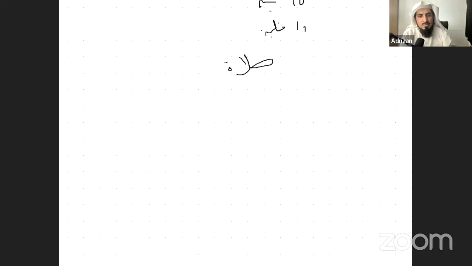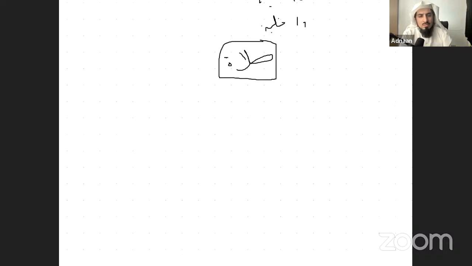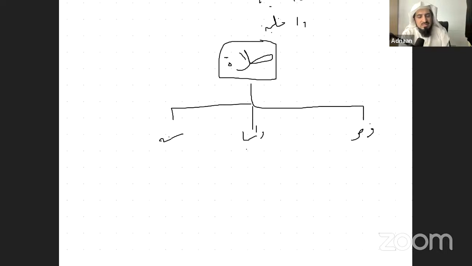And then you've got those things which they call fard, or fard and plural fara'id. Then you've got wajibat. And then you've got, we could say, sunnah, mustahab, even though the Hanafis slightly differentiate between them. Fara'id, wajibat, sunnah.